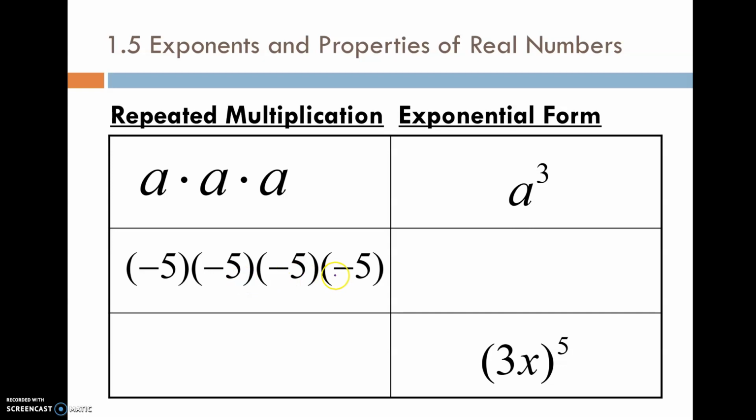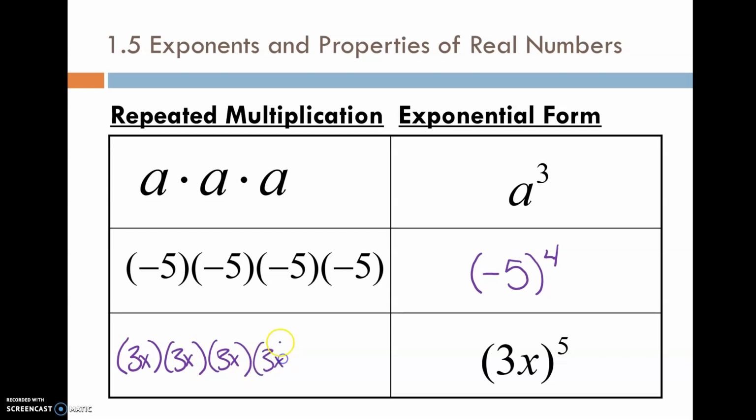So -5 multiplied 4 times, how would we write that using exponents? -5 to the fourth. And 3x in parentheses raised to the fifth, what does that mean in terms of multiplication? 1, 2, 3, 4, 5.